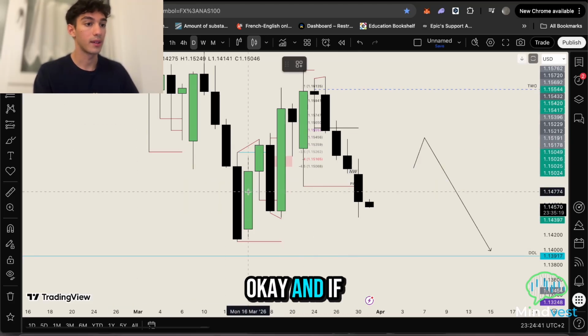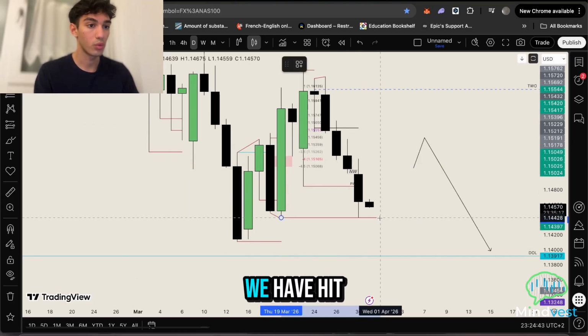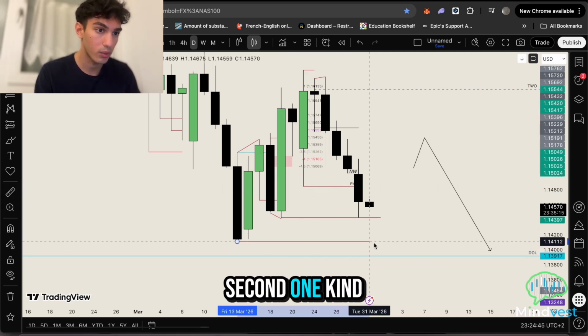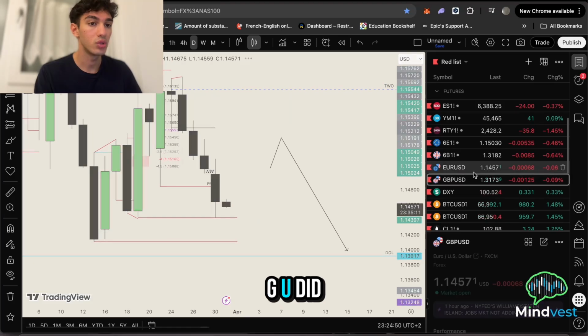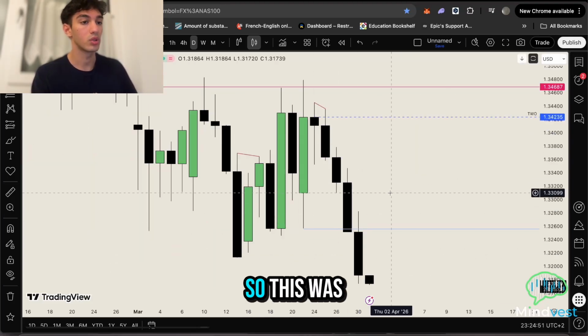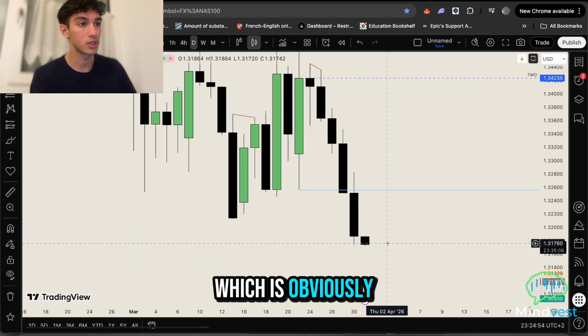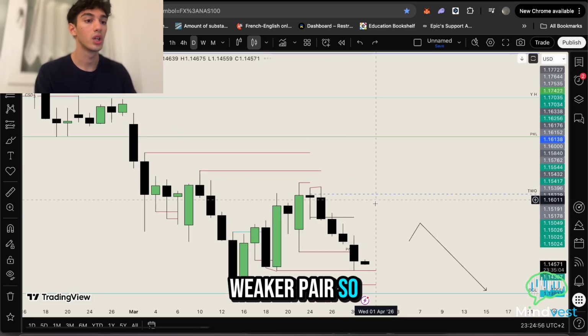And if you see here, we have 3 targets. We have hit the first one, the second one kind of didn't get hit, the third one didn't get hit. And if you see today, GU did take out all 3. So this was the weaker pair, which obviously showed here, weaker pair. So you could have taken that.